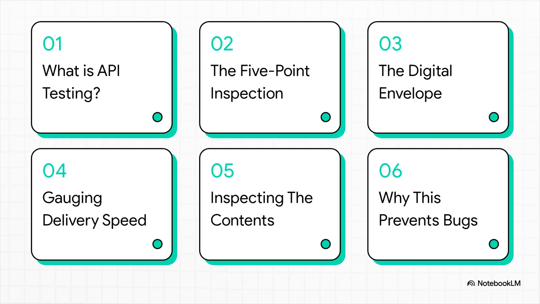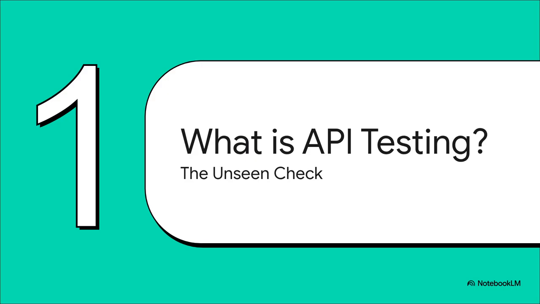So today, we're going to see exactly how the Digital Quality Inspector stops these things from happening. We're going to walk through their entire inspection process, step by step, to see how they keep our digital lives running smoothly. Okay, so how does this inspector actually do their job?